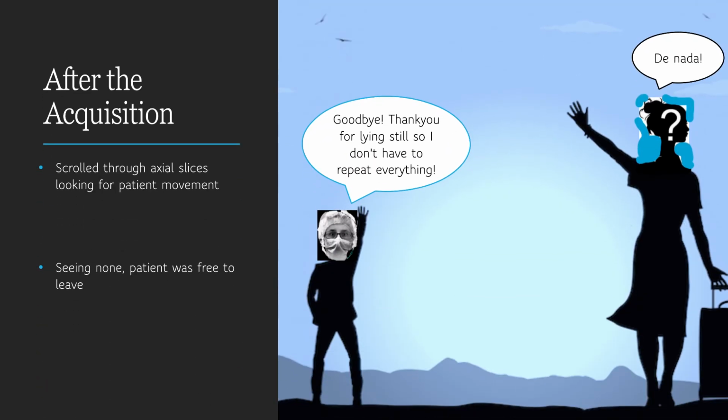After taking the image, I had her stay on the table as I scrolled through the axial slices to look for any patient motion. I paid close attention to the nasal bone and her upper arms as I looked for movement, because those are areas where if there's movement, it's easy to tell that the PET data and the CT data don't match up. She was a very good patient, so she managed to stay very still, so she was free to leave.